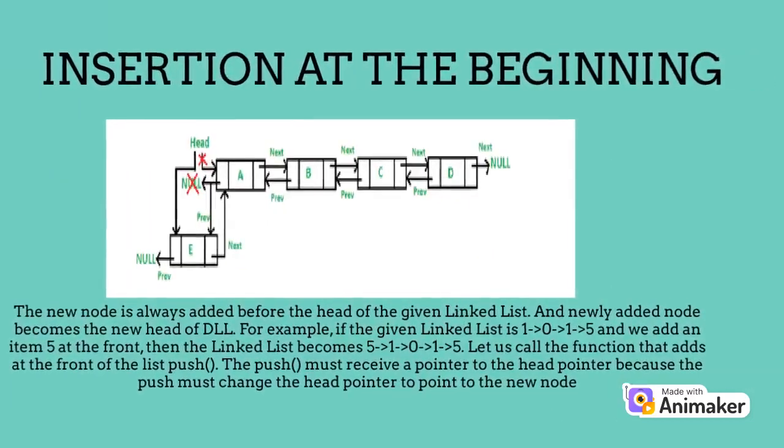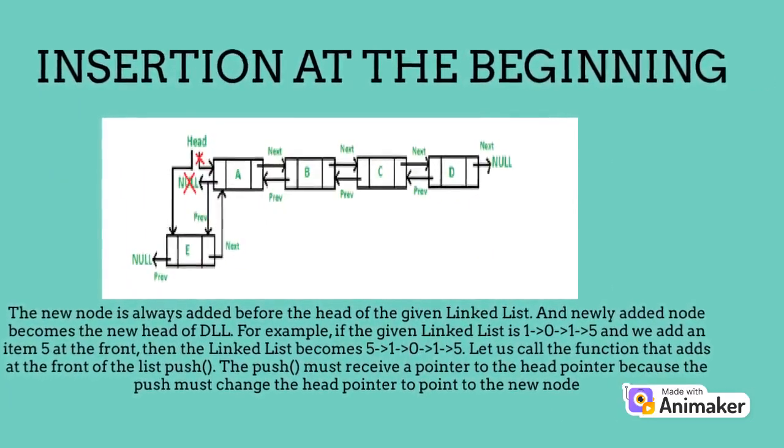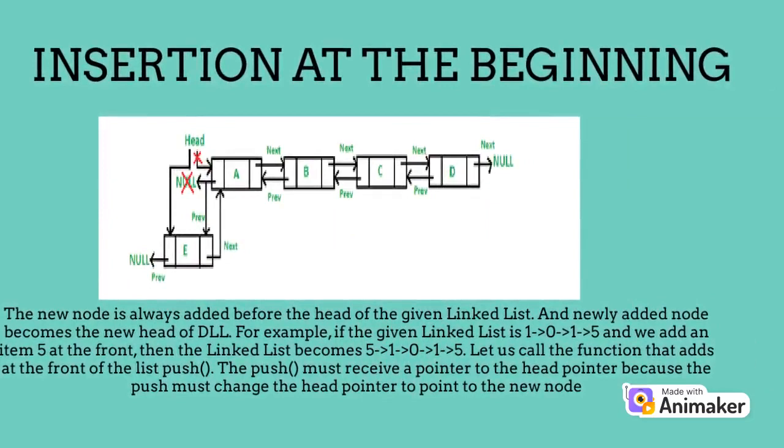We need to insert an element at the beginning. The first node will be the head. In order to insert a node at the beginning, we want to make a link between the new node and the first node. In the doubly linked list, the diagram shows the head of the provided linked list is always appended before the new node. The newly added node serves as the DLL's new head. For example, if we add item 5 to the front of the given linked list, which is 10 15, the linked list will change to 5 10 15.